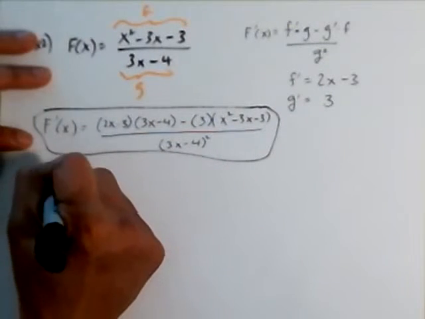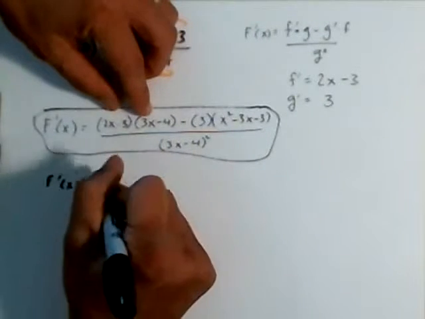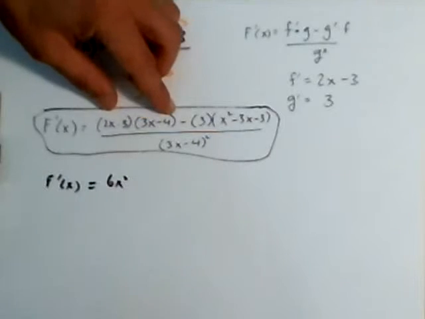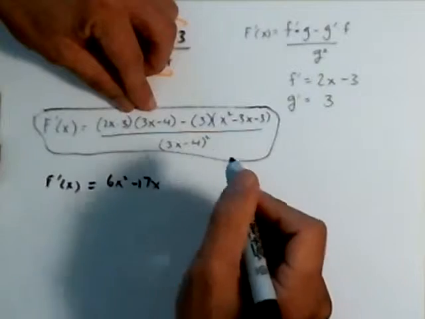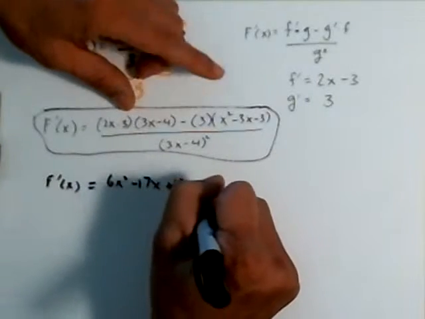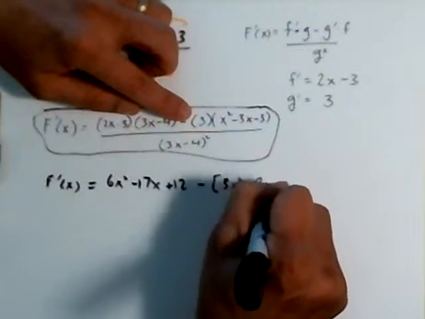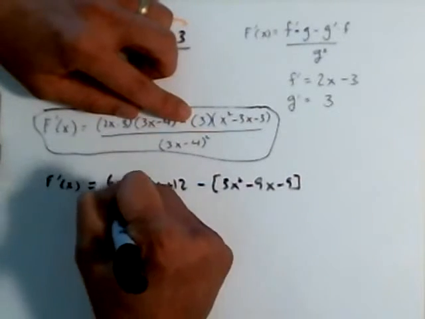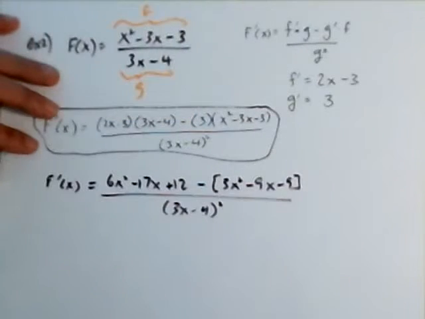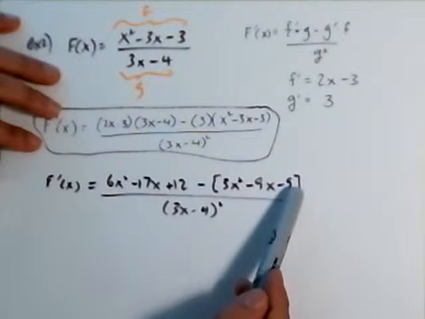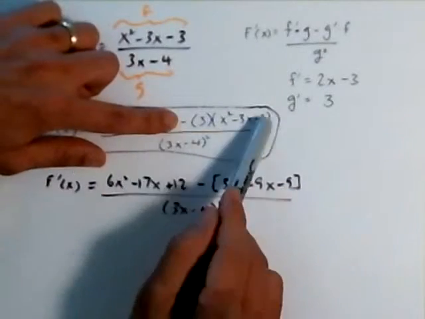So f prime of x equals, we're going to distribute this out. 2x times 3x is 6x squared, minus 8x minus 9x is minus 17x, and then plus 12, minus the quantity, 3x squared minus 9x minus 9, all over 3x minus 4 quantity squared. Notice how I did put parentheses or brackets around this minus because I have to minus this whole quantity.